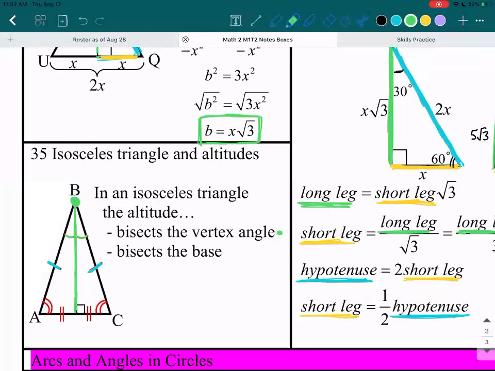And it also bisects the base. So the base is this one on the bottom. So the green line cut our base in half. So this section, which ends where the green line is, is congruent to this section. Okay, so that's what it means by bisects the base. Do you have any questions on that one?